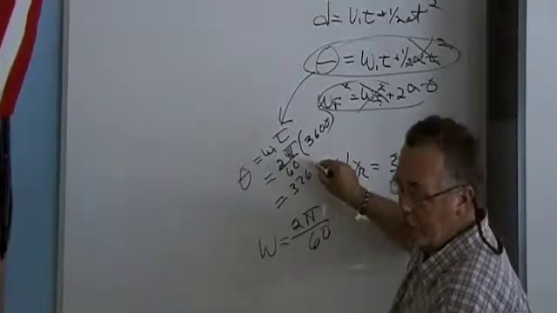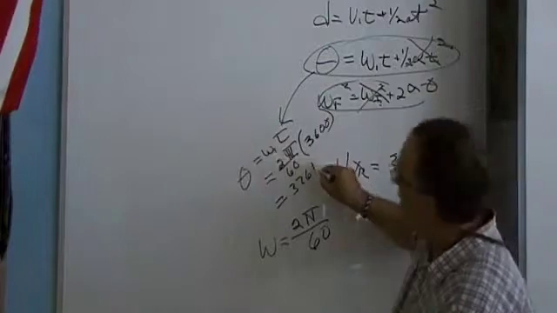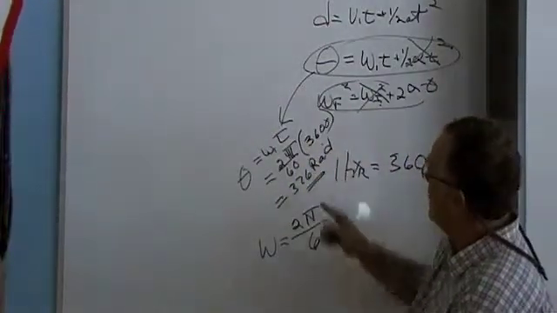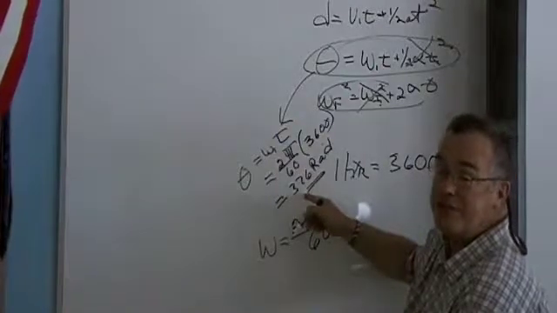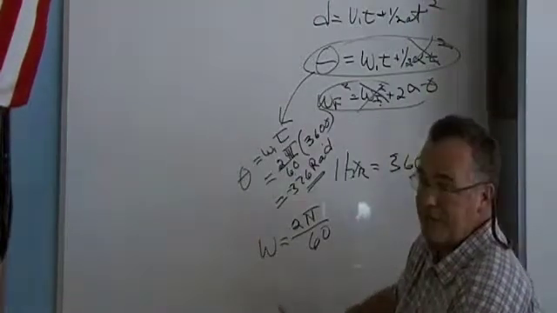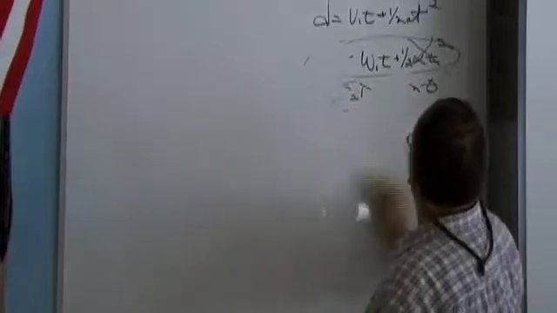What are my units of theta? Degrees? Radians. 376 radians. Is that positive or negative? Negative, because it's clockwise. Negative 376 radians. Make sense? Yes.